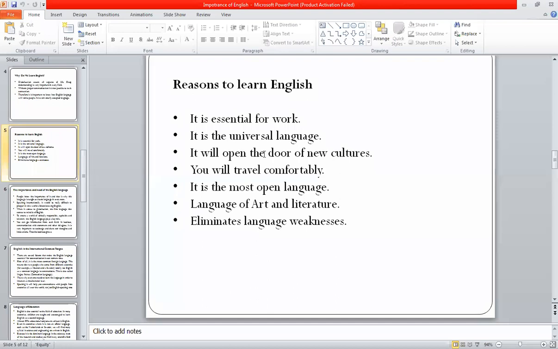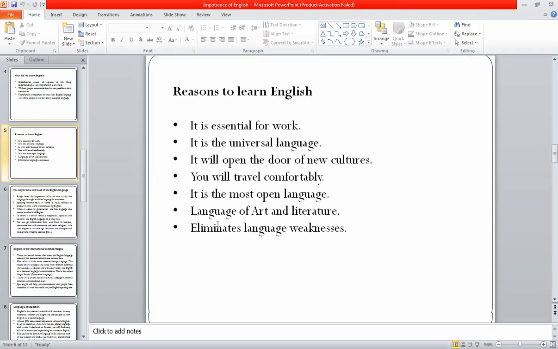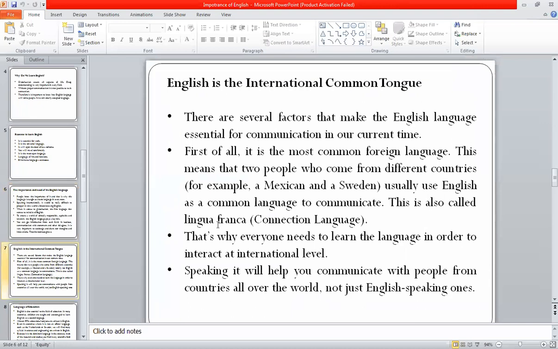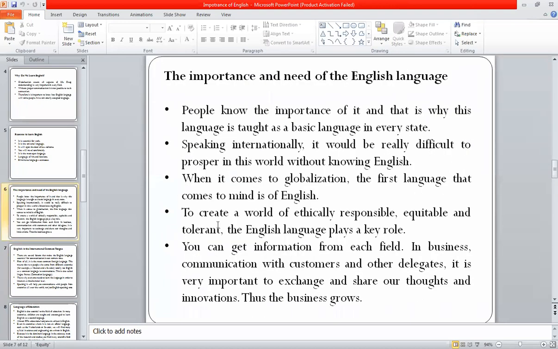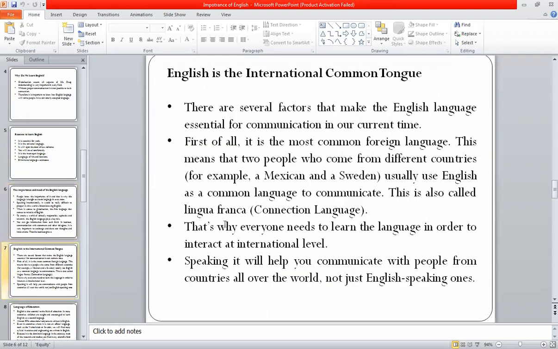Then it also eliminates language weaknesses. This is also one of the facts. Okay, so these are the reasons that we learn this language. Then we have also discussed the importance and need of the English language, so we will not repeat it once again. Also, we have discussed English as the international common tongue. Yes, we have to discuss it once again because it's the most important point.